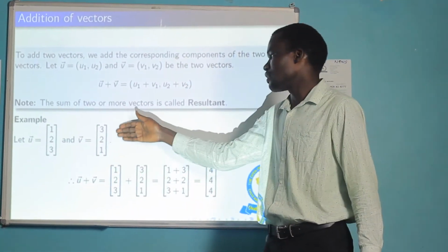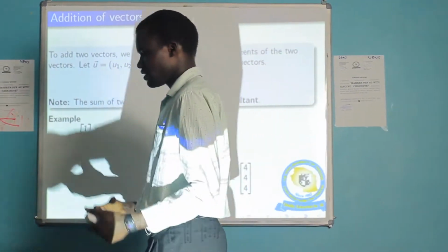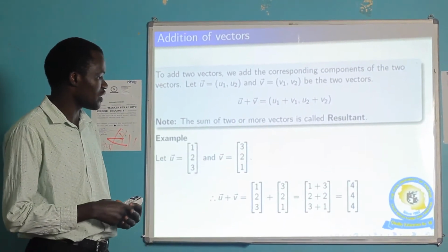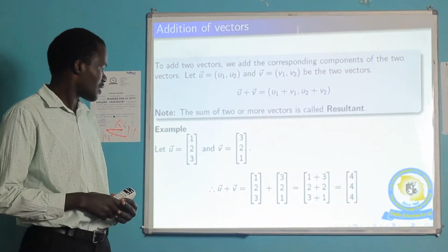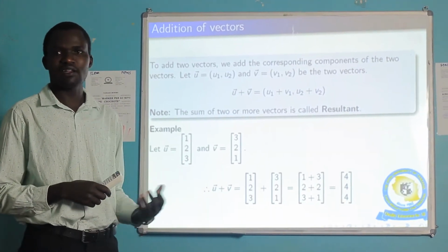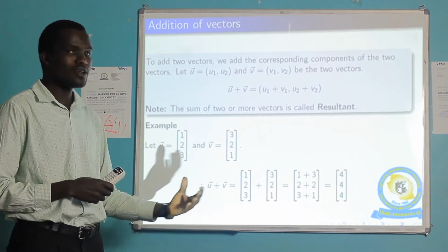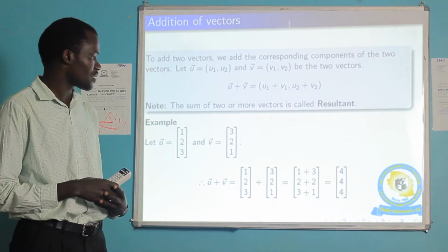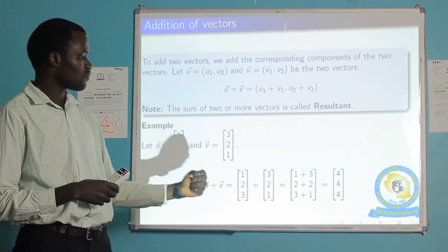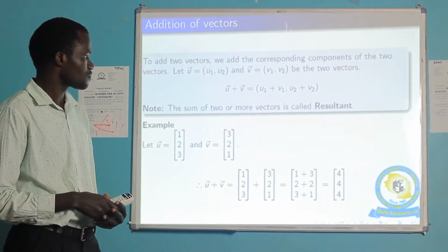These two vectors are in 3 dimensions. So it's just taking, for example, here you take 1 plus 3, the corresponding first components of the vectors, and 2 plus 2, the corresponding second components of the vectors, and then 3 plus 1, the corresponding third components of the vectors. Now it results here, and you get 4, 4, 4, the entries of the resultant.